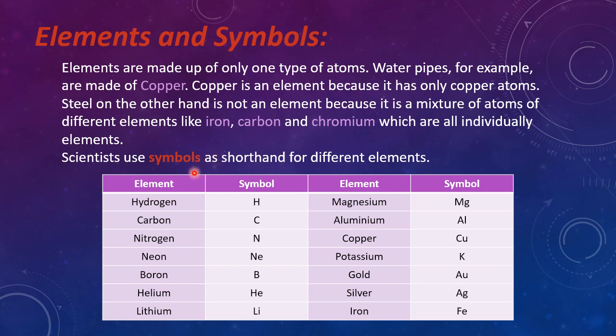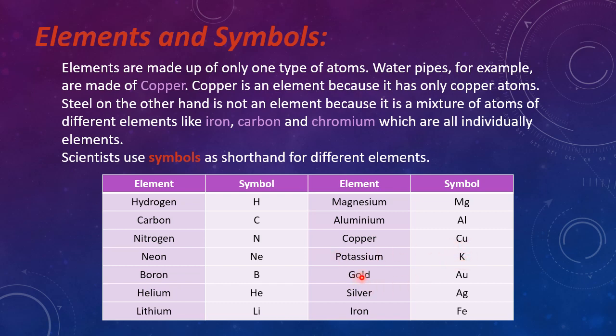Scientists use symbols as shorthand for different elements. Hydrogen symbol is H, capital H. Carbon, C. Nitrogen, N. Neon, Ne. The first letter is capital and the second letter is written small. It's always the rule. Boron, capital B. Helium, capital H, small e. Lithium, capital L, small i. Magnesium, capital M, small g. Aluminium, capital A, small l. Copper, capital C, small u.